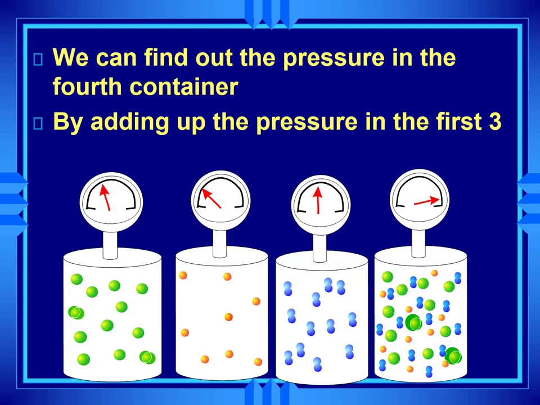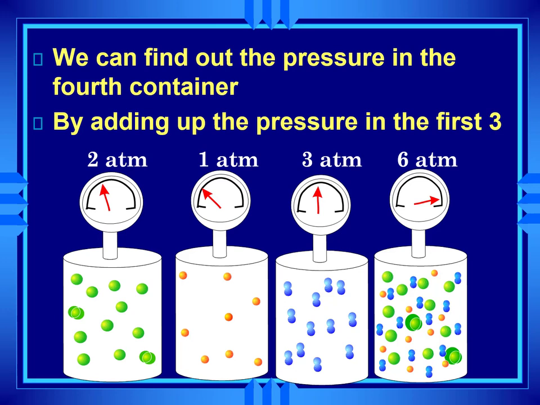Okay, so 4 containers. Green atoms bouncing around. Orange atoms bouncing around. Blue molecules bouncing around. 4th container: all the greens, all the oranges, all the blues. So the pressure in the 4th container can be found by adding up the pressure in each of the first 3 containers. If the first container is 2 atmospheres, and the second is 1, and the third is 3, what is the pressure in the 4th container? 6 atmospheres, because 1 plus 2 plus 3 is 6.